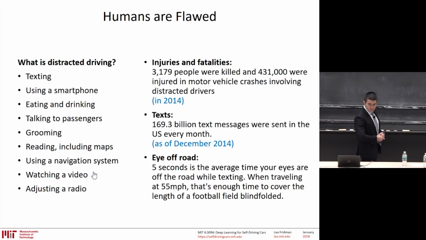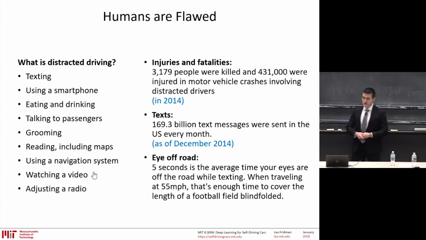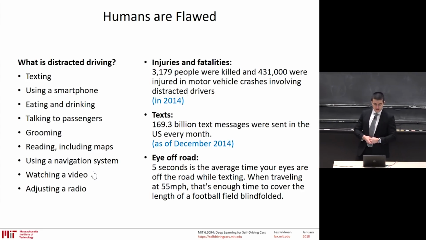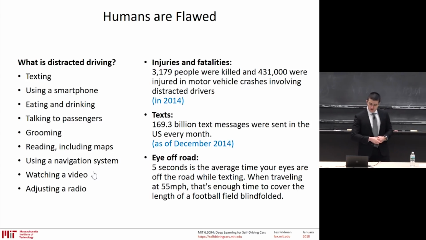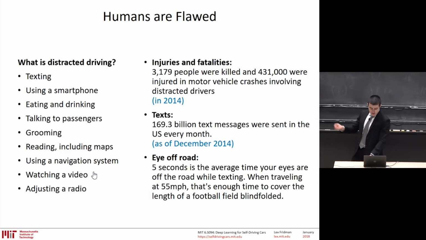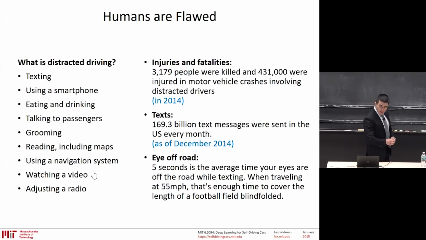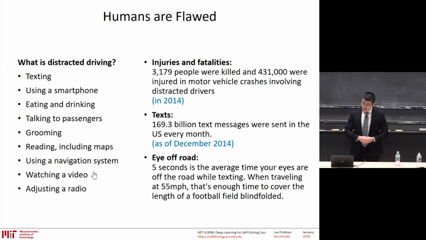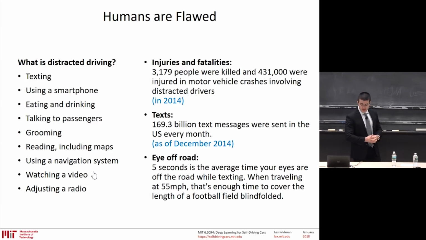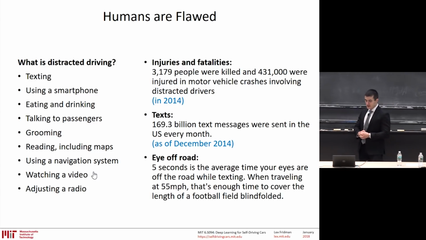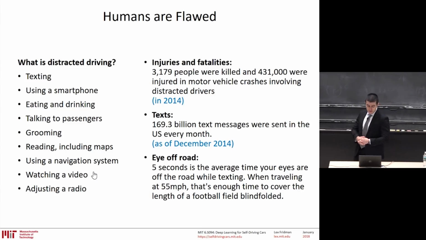But they're also flawed. Texting, sources of distraction with a smartphone, eating, the secondary tasks of talking to other passengers, grooming, reading, using a navigation system, yes, sometimes watching video, and manually adjusting the radio. 3,000 people were killed and 400,000 were injured in motor vehicle crashes involving distraction in 2014. Distraction is a very serious issue for safety.